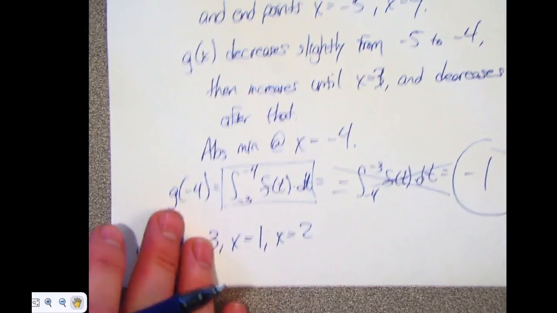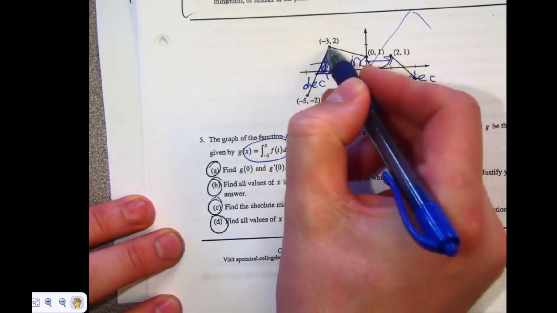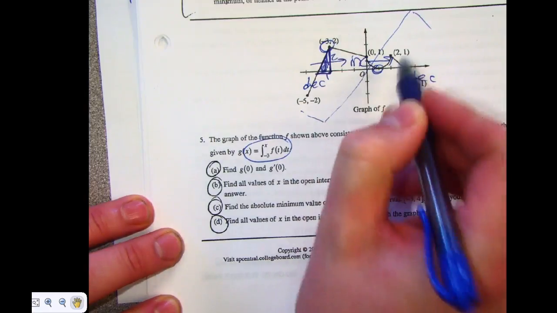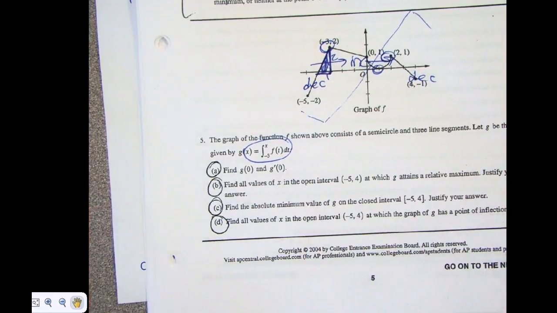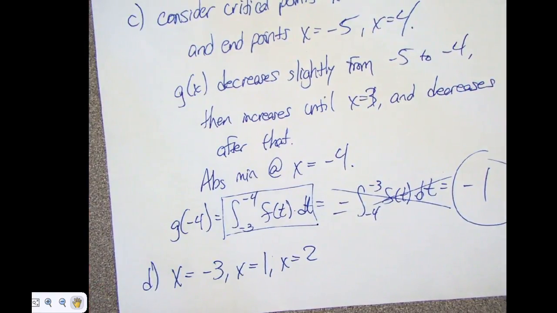And then part D, they didn't ask me to explain it, which was nice. They said, where are the points of inflection? Remember, that happens when the derivative graph has peaks and valleys. So I'm choosing -3 here because it's a peak, 1 because it's a valley, and then 2 because it's a peak. For part D, I'm going to part D correct.